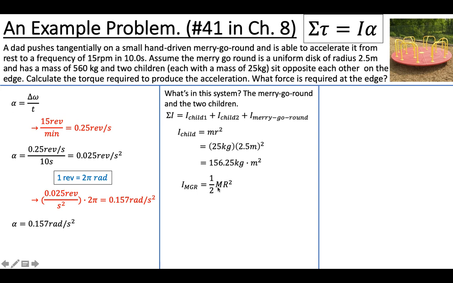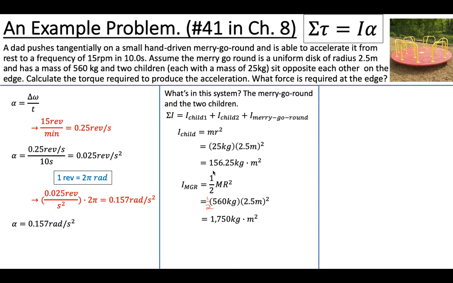And so m is the mass this time of the merry-go-round, which we know is 560. And what's the radius of the merry-go-round? It's 2.5 meters. It's right there in the problem. So all I have to do is plug in. There should be a 1/2 here. Let me fix that. Okay. And when you multiply all this together and put it in your calculator, you get 1,750 kilogram meters squared.